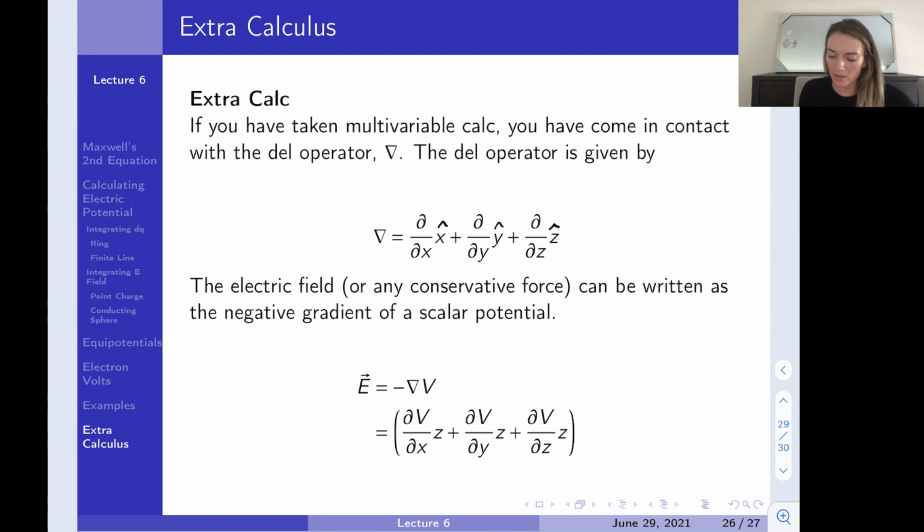So the electric field, or any conservative force, this is true for any conservative force that includes gravity, can be written as the negative gradient of a scalar potential. And a scalar potential just means a scalar function, and we just call them potentials. And this should also have hats. These should be x hat, y hat, z hat. So now this is pretty crazy when you think about it, that a scalar function can encode enough information to give us the three components of the electric field.